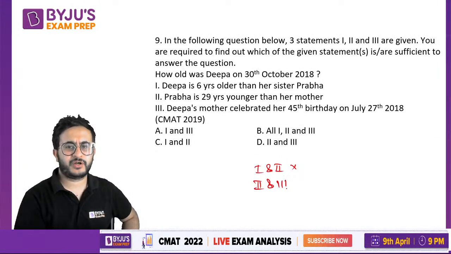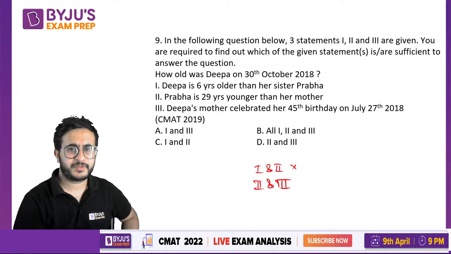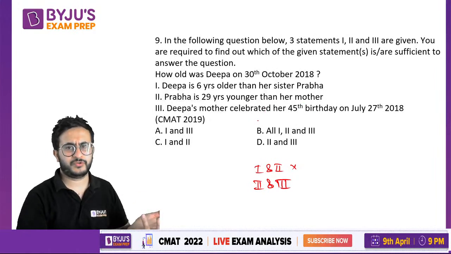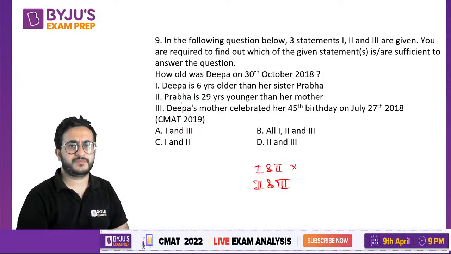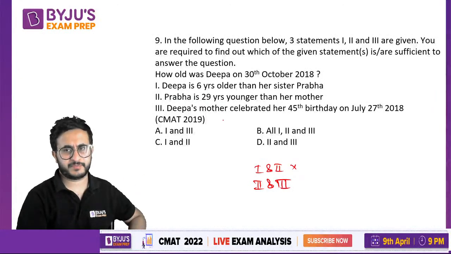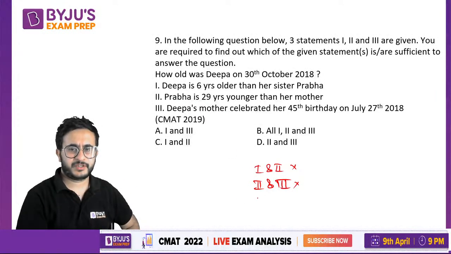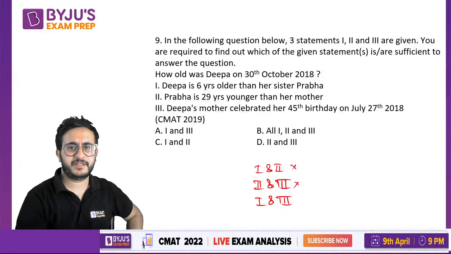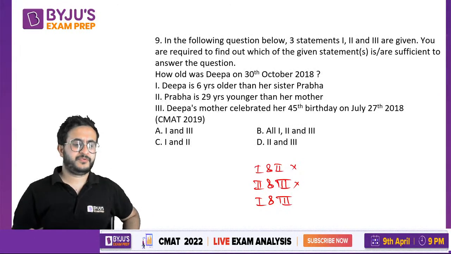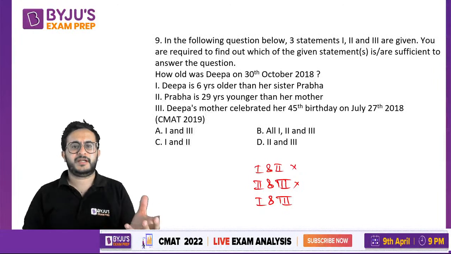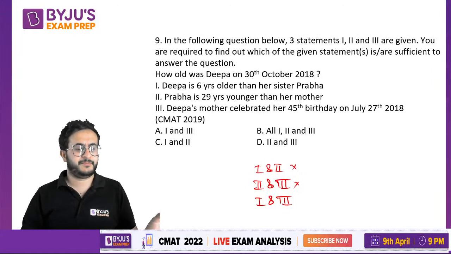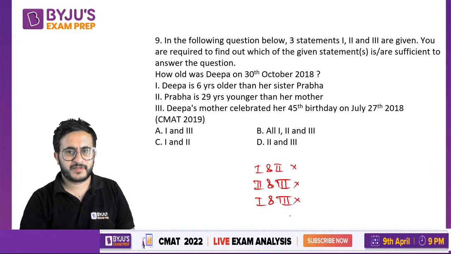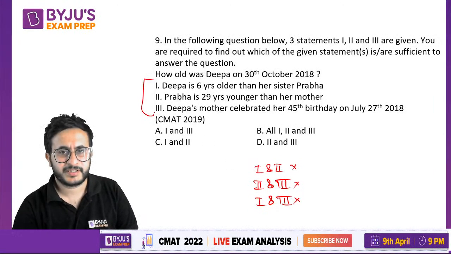Two and three, if we talk about, two and three gives Prabha is younger than her mother and Deepa's mother. So we do not know, right? So who is Prabha and Deepa's mother? There is no connection between them. Okay, so that we cannot determine. First and third, if we connect, so it says Deepa is 6 years older than Prabha. Okay, that's fine. Deepa's mother celebrated, right? So Prabha is not in the picture, and we do not have any relation between Deepa and her mother. So easily we can eliminate. Now if we combine all three, right?